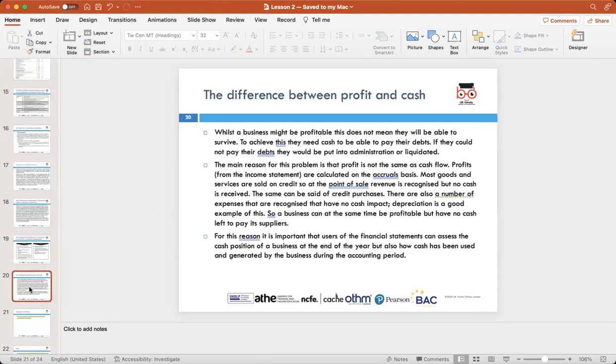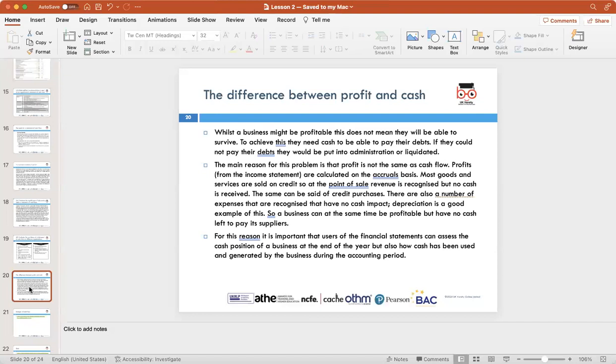Okay, so next one, the difference between profit and cash. Can anybody tell me what is the difference between cash and profit? Whilst a business might be profitable, this does not mean that it will be able to survive. To achieve this, they need cash to be able to pay their debts. If they could not pay their debts, they would be put into administration or liquidation.